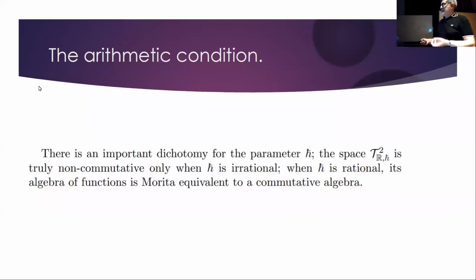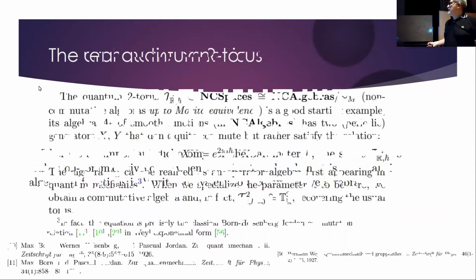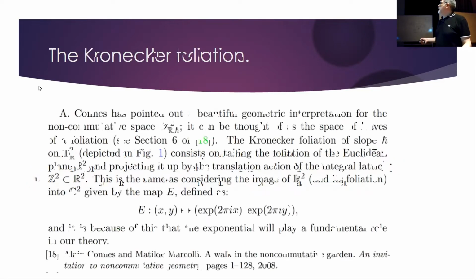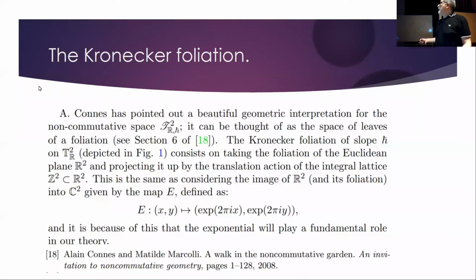Anyway, there's a classical, well-known arithmetic dichotomy for the parameter h bar. In this commutation relation, the space is truly non-commutative only when h is irrational. When h is rational, its algebra of functions is Morita equivalent to a commutative algebra. So rationality precisely detects the true non-commutativity, or quantum nature, of the space. Anyway, Connes pointed out a beautiful geometric interpretation for this non-commutative algebra.